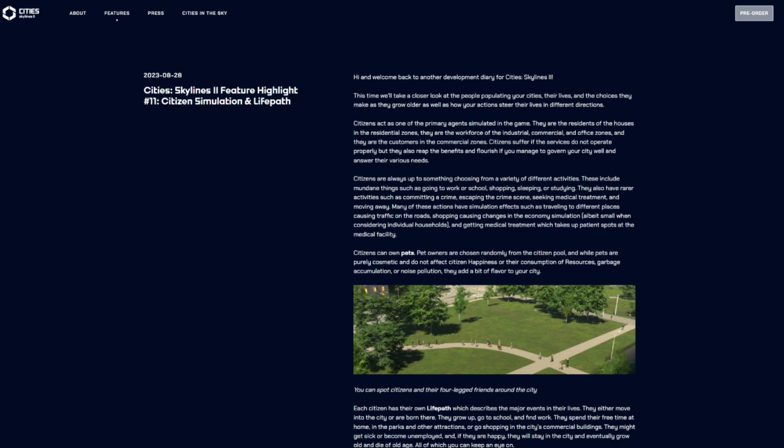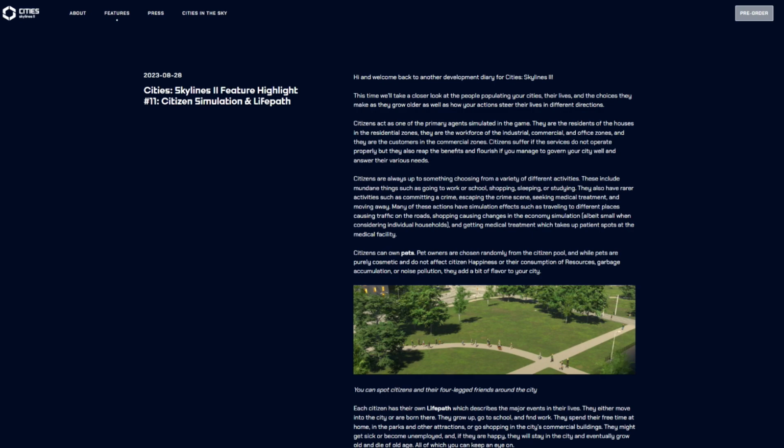Citizens suffer if the services do not operate properly, but they also reap the benefits and flourish if you manage to govern your city well and answer their various needs. Citizens are always up to something, choosing from a variety of different activities. These include mundane things such as going to work or school, shopping, sleeping, or studying, but they also have rarer activities such as committing a crime, escaping the crime scene, seeking medical treatment, and moving away.